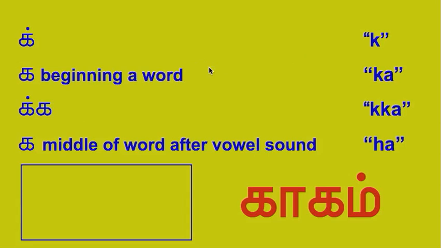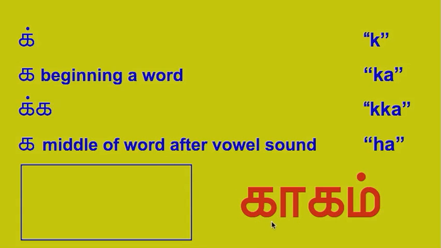All right, so here's a quick summary of these letters that we've just learned. Ik by itself is the K sound. Ka, when it begins a word, has the ka sound. Ikka is ikka. And then the ka letter, when it's in the middle of a word after the vowel sound, has the ha sound. So let's practice saying these words.